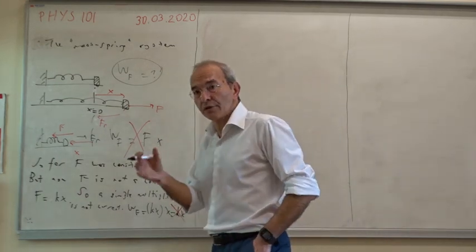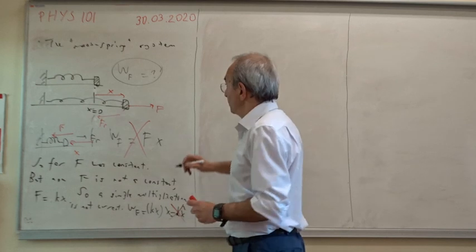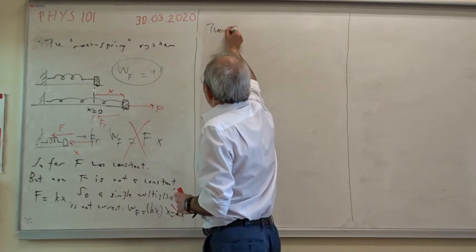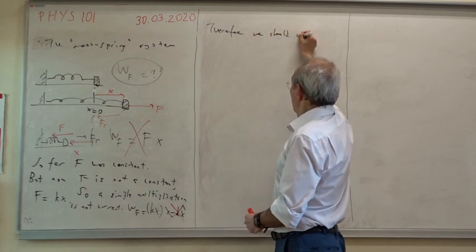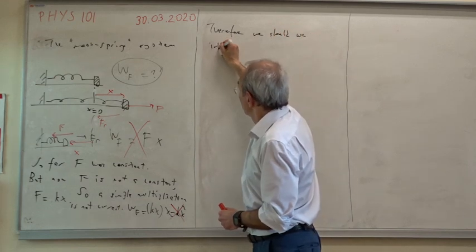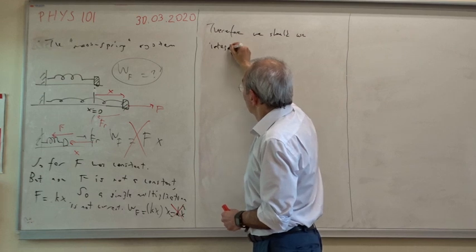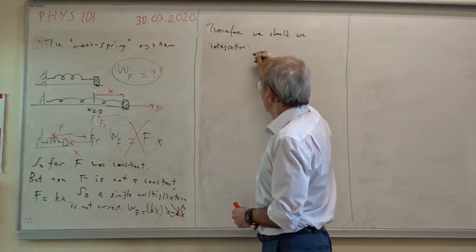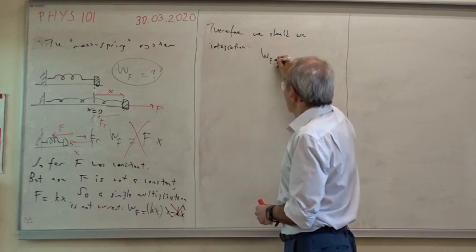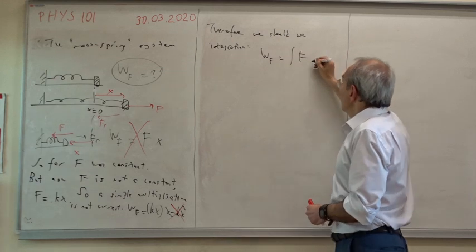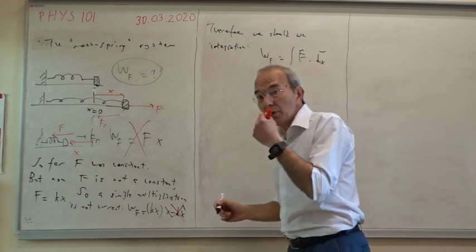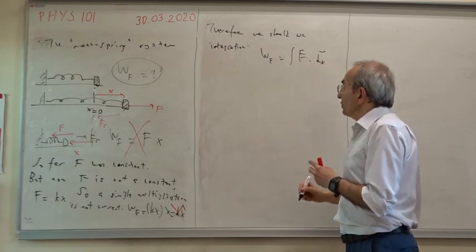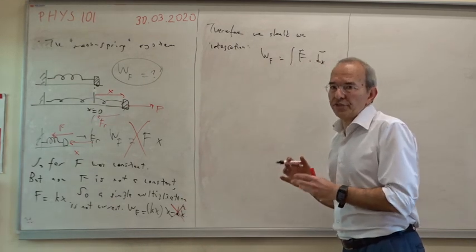How do you find the real correct value? By integrals. Therefore, we should use integration. What is that integration? W sub f is just an integral of f dot dx. In physics 101, you are not responsible for integrations, but this is how you get the correct value.